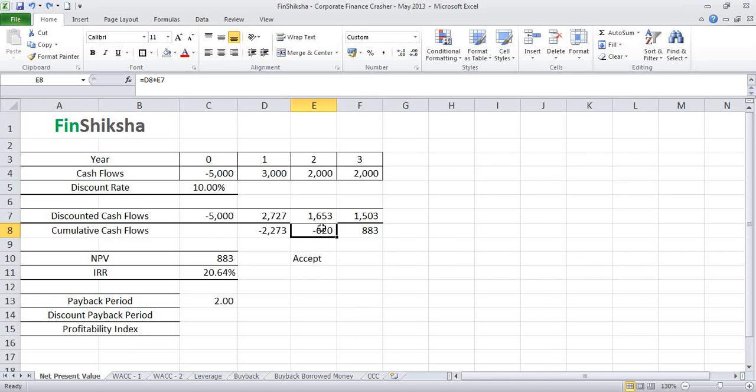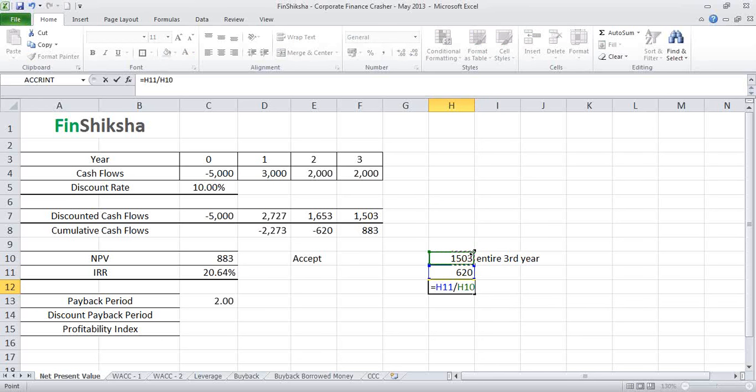Correct? Now, between the second and the third year, I make 1503. So I make 1503 in the entire third year. We want to find out in how much time during the third year do I make 620. So that's again a linear interpolation. I will effectively divide 620 by 1503. So if I make $1503 in the entire year, I will make $620 in 0.412 years effectively.